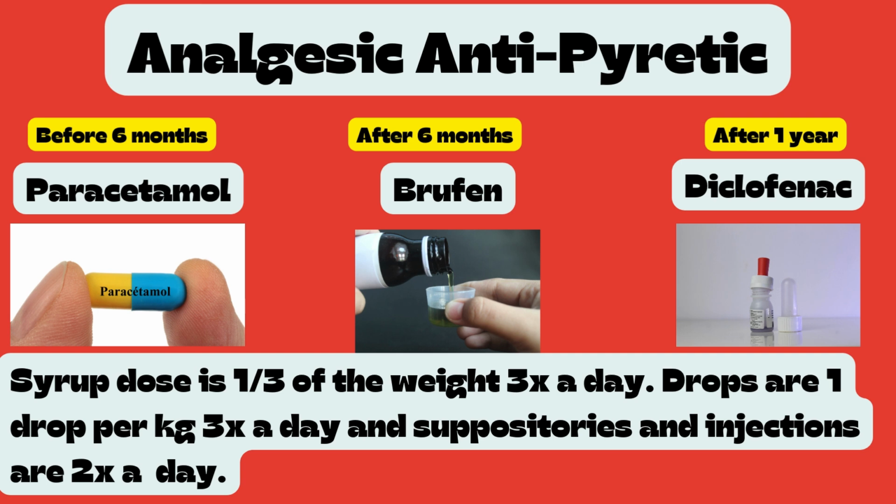So, before 6 months of age, you can give paracetamol. It's completely safe. After 6 months of age, you can also use ibuprofen. And after a year, you can add diclofenac. Remember, syrups are given a third of the weight 3 times a day. Drops are 1 drop per kilogram 3 times a day. And injections and suppositories are twice a day. Be familiar with this page and try to memorize it, as it will be used in many illnesses that we will cover in the future.